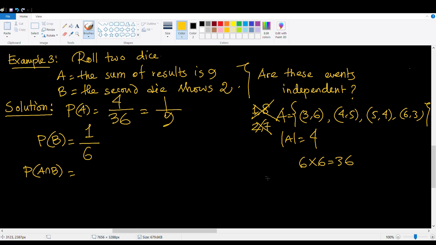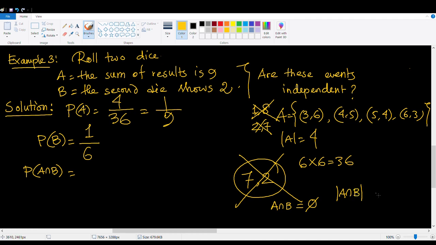Now, if the second die shows 2 and the sum is 9, then the first result has to be 7. But it's not possible because a die has only 6 faces with 1 to 6 written on each of the faces. Therefore, A intersection B is a null set. Therefore, A intersection B's cardinality would be 0. So 0 by the number of total outcomes would also be 0. Therefore, P of A intersection B would be 0.